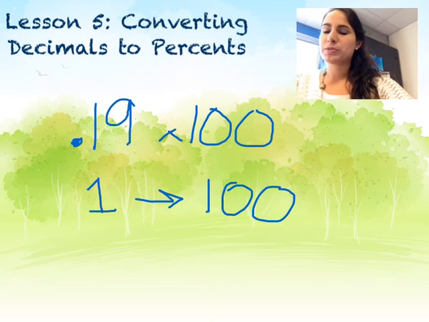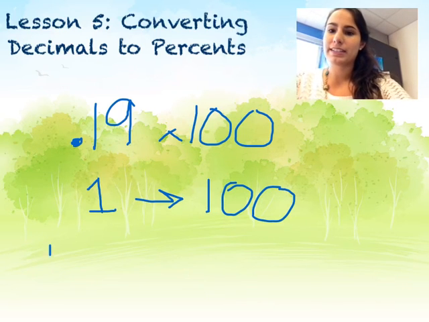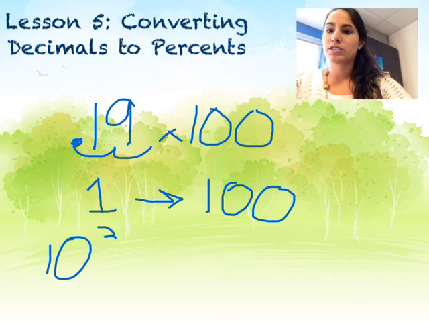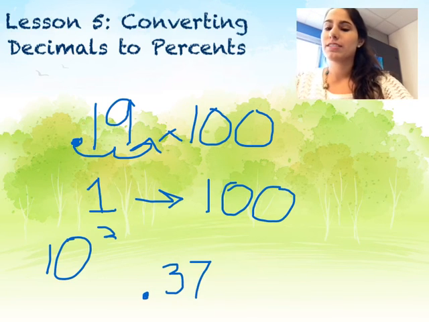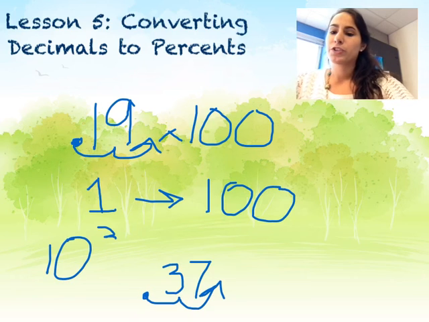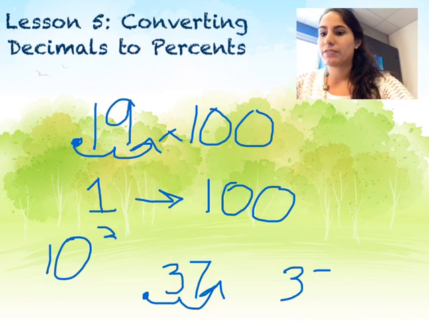So when we multiply something by 100, we're multiplying by 10 to the second power. So another way to do that would be to move the decimal place 2 times to the right. So if I have a decimal like 37 hundredths, if I want to make that a percent, I could move the decimal 2 times to multiply it by 100, and I would get 37%.